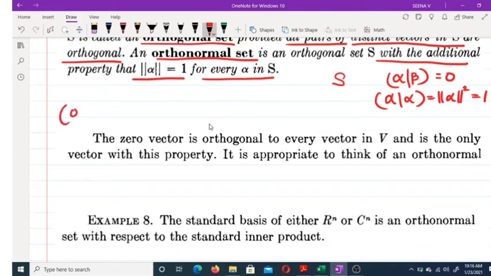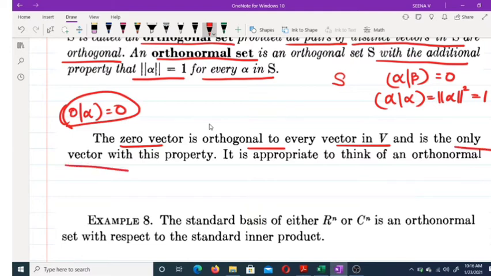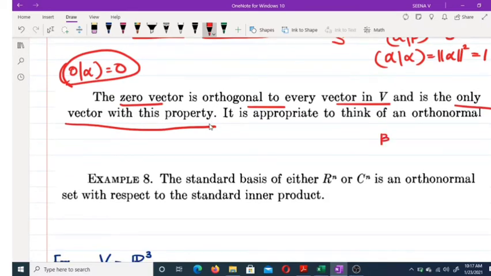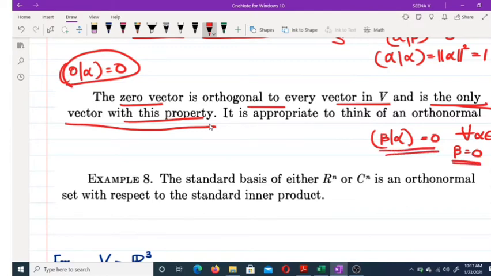Now, we know that the inner product of 0 and alpha equals 0. This is a property of inner product. So the 0 vector is orthogonal to every vector in V, and this is the only vector with this property. If there is some beta such that the inner product of beta and alpha equals 0 for every alpha belonging to V, what is the meaning of that? Beta must be equal to 0. So the inner product of beta and alpha equal to 0 for every alpha in V implies beta equals 0. Already we have discussed this property.